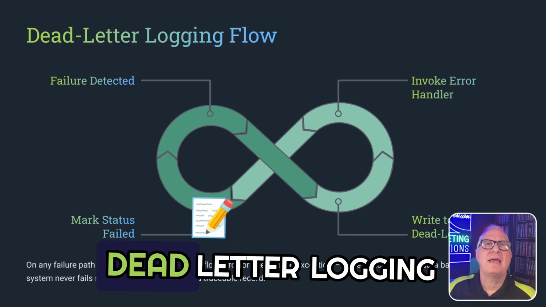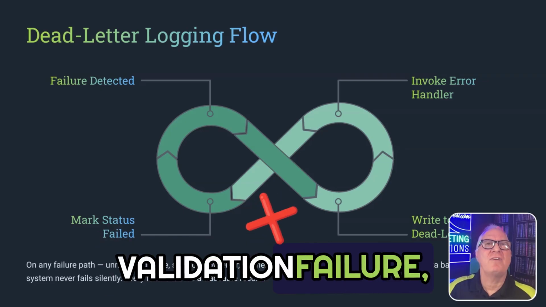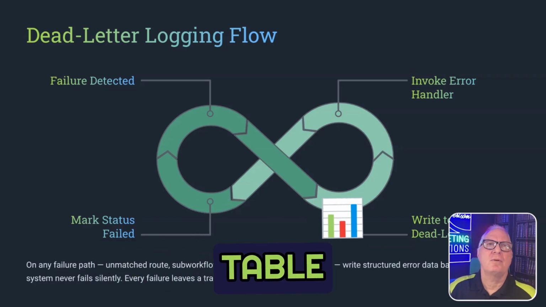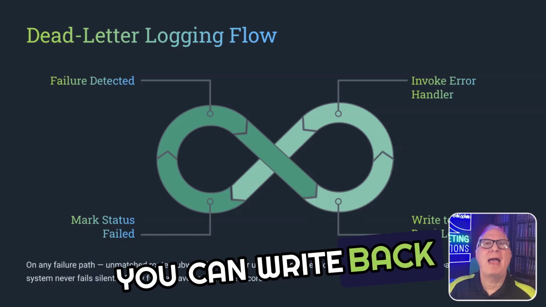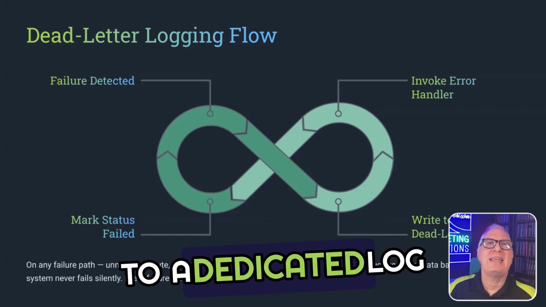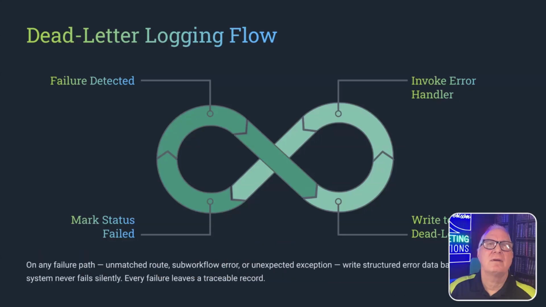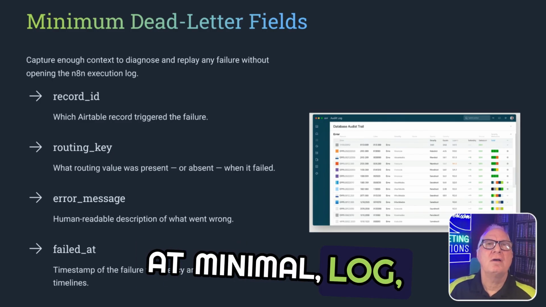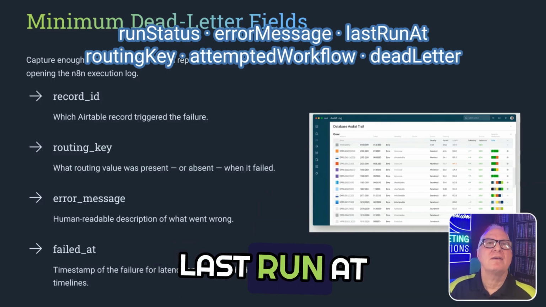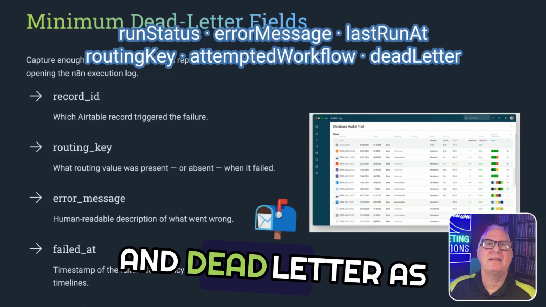Now, dead letter logging. On any failure path, validation failure, unknown route, subworkflow error, you write back to Airtable. You can write back to the originating record if that's enough. Or you can write to a dedicated log table if you need history and multiple attempts. At minimum, log run status as failed, error message, last run at, routing key, attempted workflow, and dead letter as true.